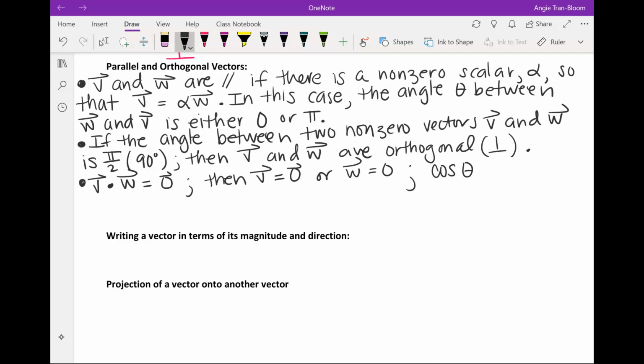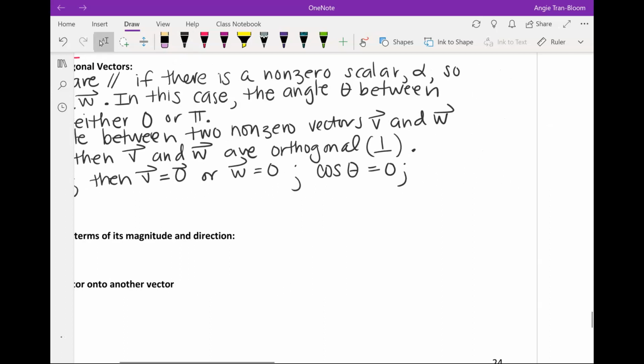Cosine formula is the dot product divided by the product of their magnitudes. But if the dot product is 0, what is cosine of theta really? It's going to be 0, right? Because the dot product is on the numerator. So if the numerator is 0, I don't care what the bottom is supposed to be. It's going to be 0. So cosine of this is going to be 0. If cosine of this is 0, what is theta? Theta is 90 degrees. Okay.